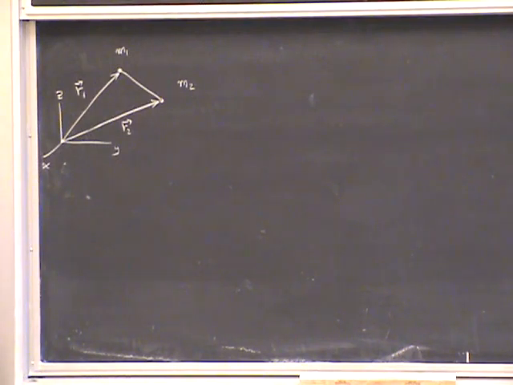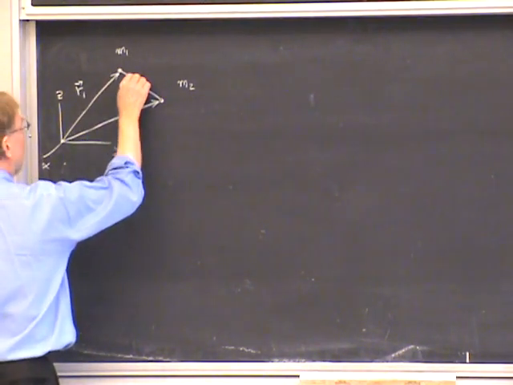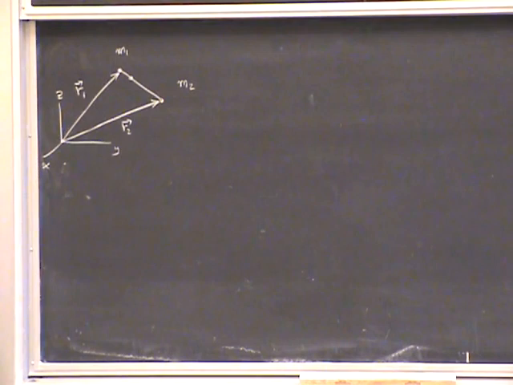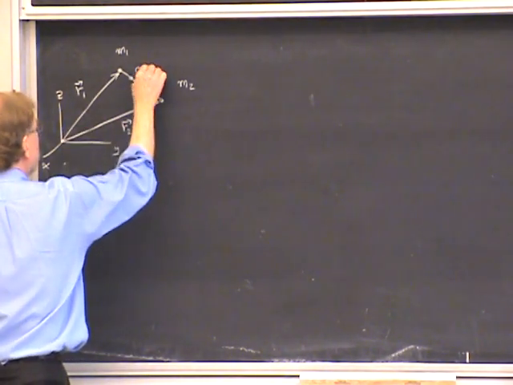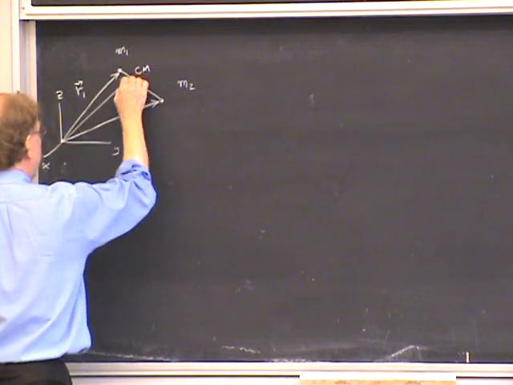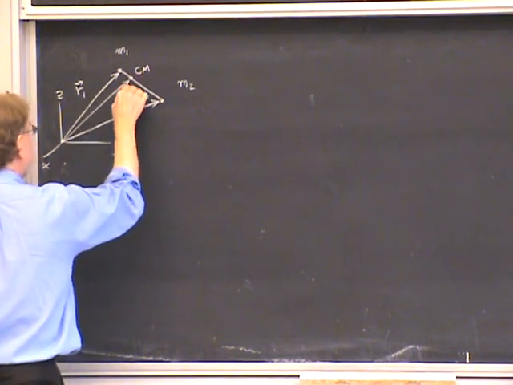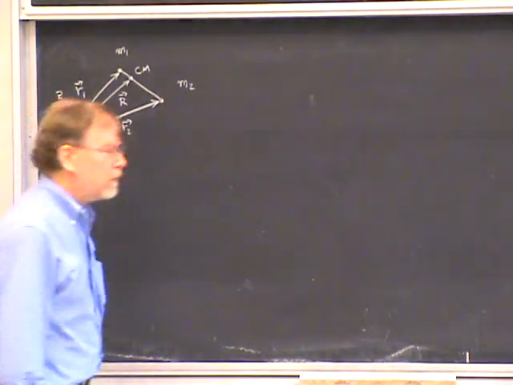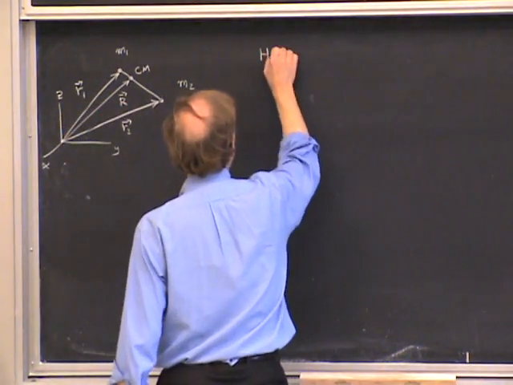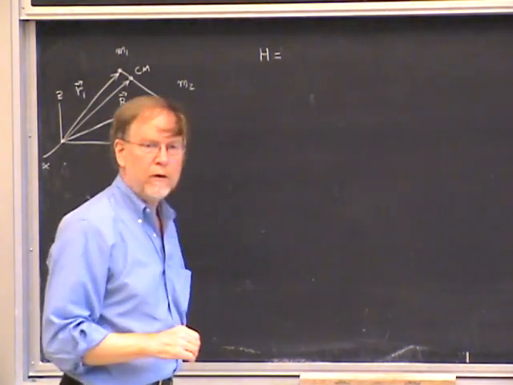These two particles have a center of mass, and it lies somewhere on the line joining them. If the masses are different, it won't be in the center. Let's call the center of mass position, let's give it a name, call it the vector capital R. So it looks like this. Now, this becomes a two-body problem. And so the Hamiltonian for this is the sum of the kinetic and potential energies.